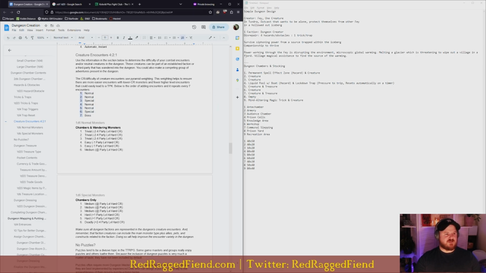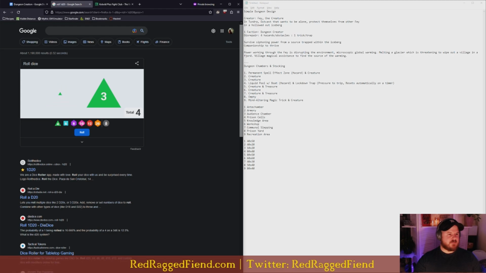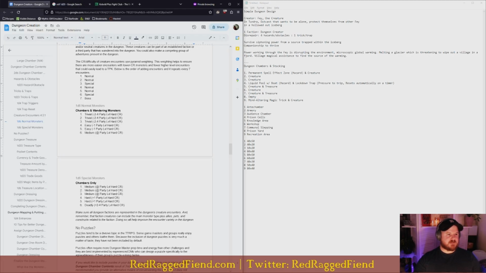That's the cadence we would use if we weren't doing the simple dungeon. We're doing the simple dungeons, so we don't really have to think about that much, because we're only going to have those 7 creature encounters. But we can roll for them. All right, so let's roll for our normal guys. Ooh, 6. All right, so let's put it here.